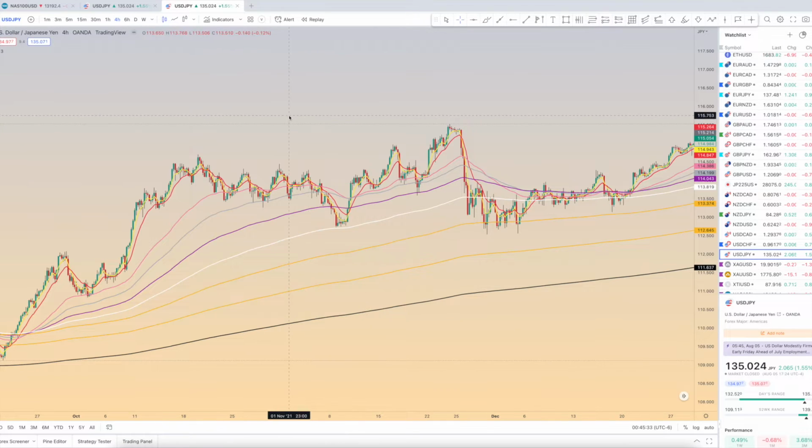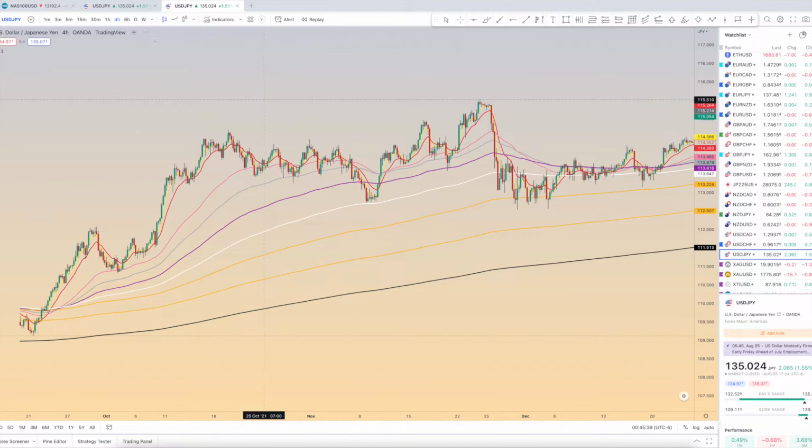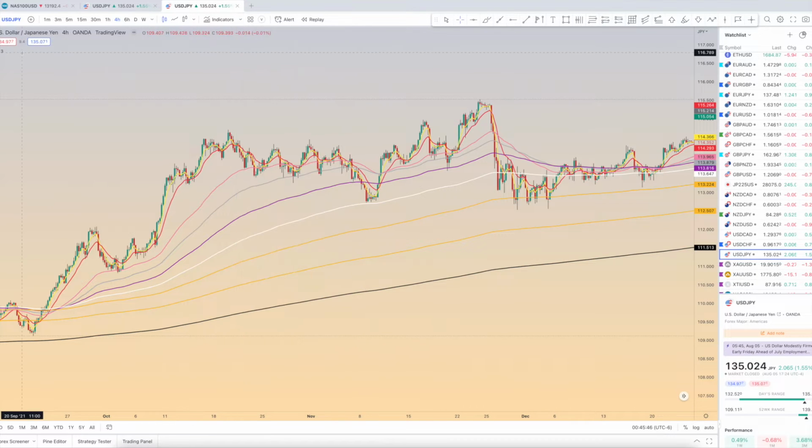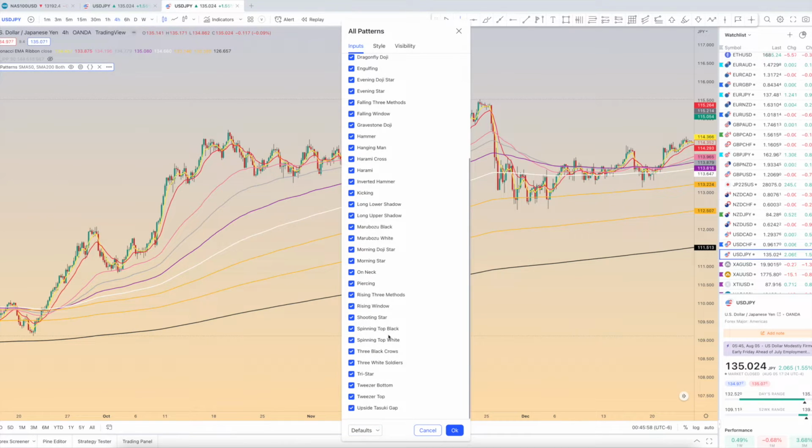Everyone. In this tutorial, I'm going to be talking about specific candle patterns to watch for. So in TradingView, there's an actual indicator that's called All Candlestick Patterns. If you click it, there's only going to be maybe 5 of those indicators that are visible, right? So I'll show you what it looks like when you click all of them.